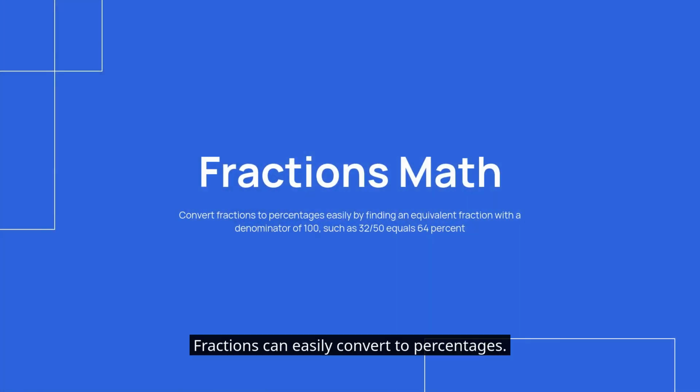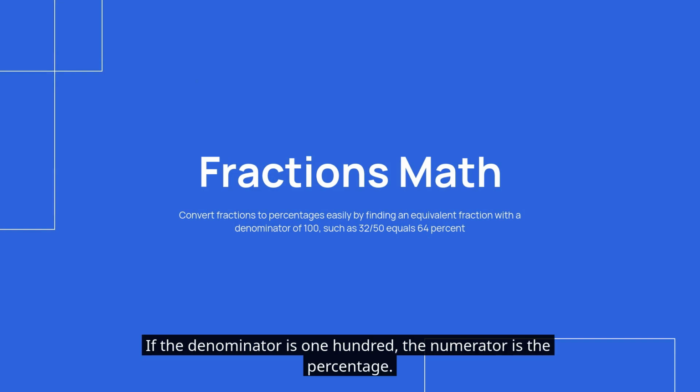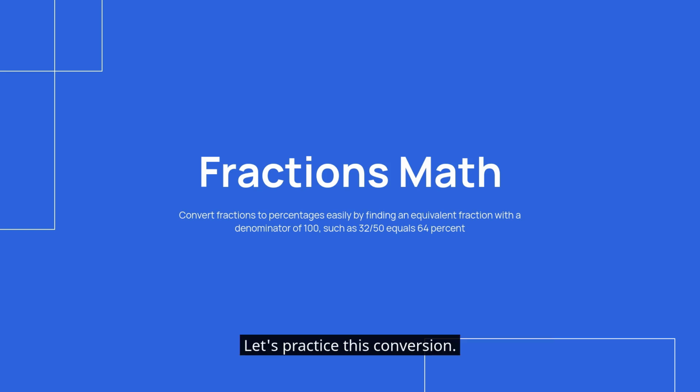Fractions can easily convert to percentages. If the denominator is 100, the numerator is the percentage. For instance, 23 out of 100 is 23%. If not, find an equivalent fraction with a denominator of 100. For example, 32 out of 50 is 64%. Let's practice this conversion.